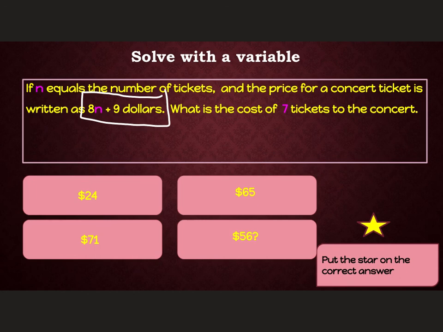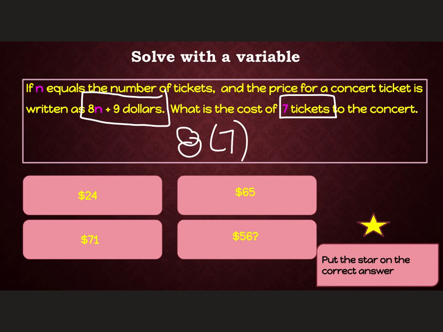So that means that 8 multiplied by n, because when we have a letter and a number together with no symbols, we know that means multiply. So 8 multiplied by n plus 9, and n equals the number of tickets. Well, here it tells me that 7 is the number of tickets. So that would mean I would have to take 8 multiplied by 7. Again, parentheses next to a number with no symbols also means multiply. Remember, that is the only operation that we can remove the multiplication symbol when we're dealing with variables, because we don't want to confuse it with the letter x, because the multiplication symbol looks a lot like the letter x. So we're going to put this in parentheses.